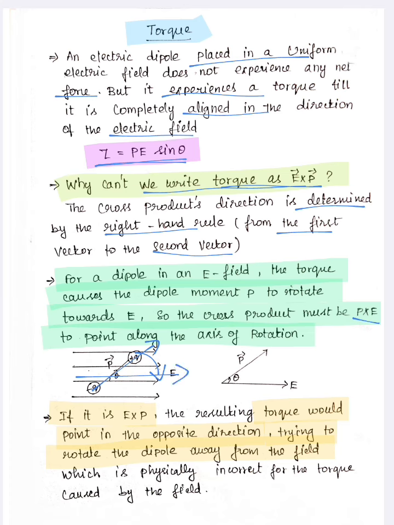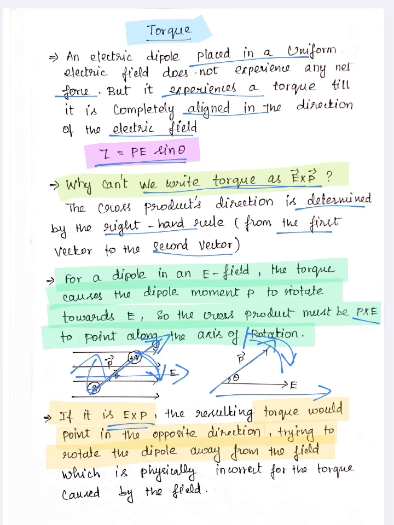So when we write the torque as P cross E, according to the right hand rule, we place the fingers along the direction of the dipole moment and we curl the fingers towards the electric field. So this direction, the rotation of the dipole moment, is same as that of the rotation of the torque. But when we write the torque as E cross P, we place the fingers along the direction of the electric field and we rotate the fingers towards the P vector, that is opposite to the direction of the torque. Here the torque is rotating the dipole in the clockwise direction, not in the anti-clockwise direction.